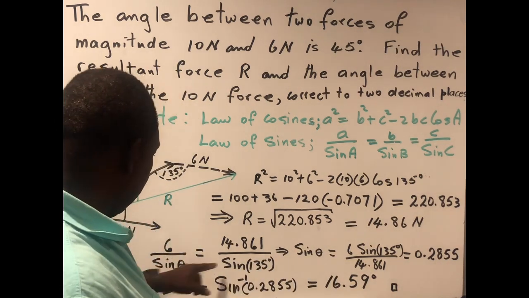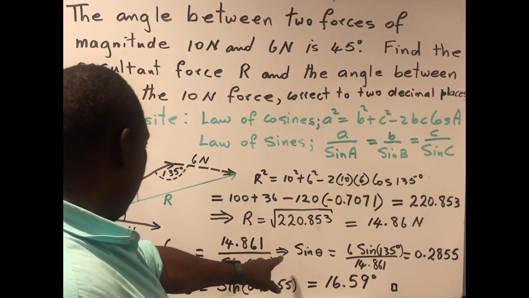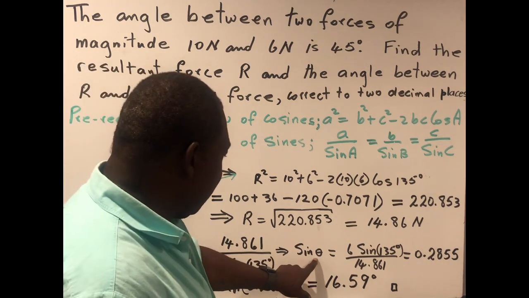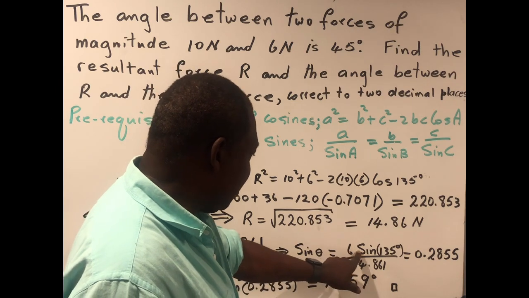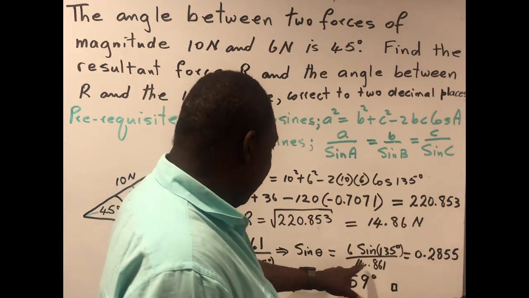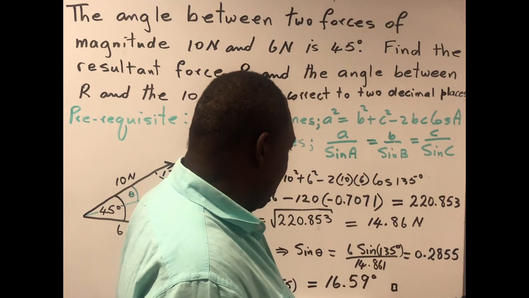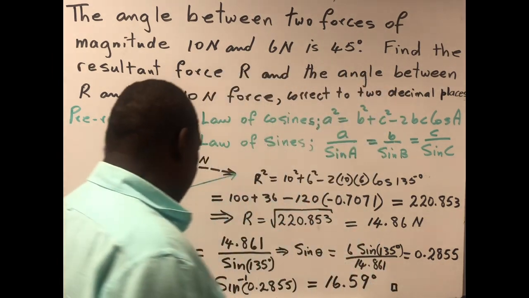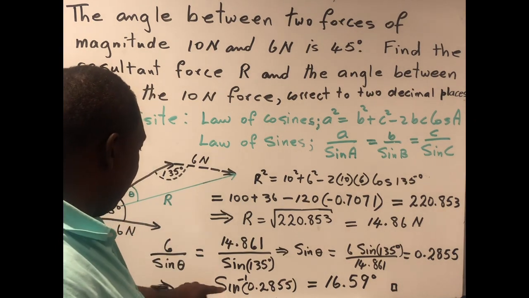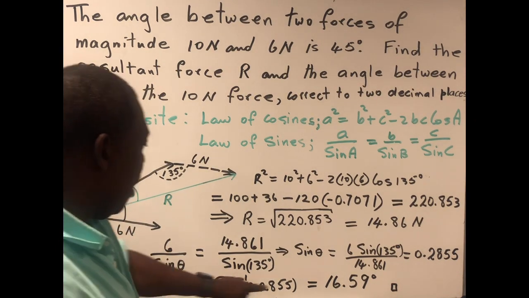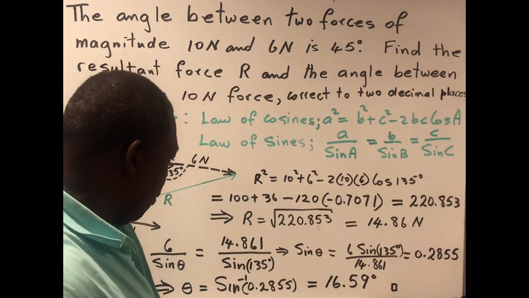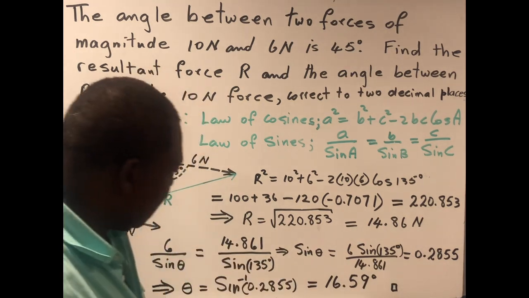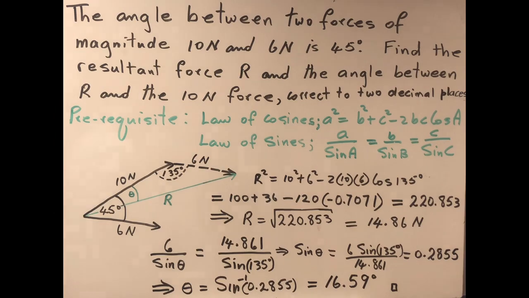So the arithmetic here tells me that sine theta is equal to 6 times the sine of 135 degrees divided by 14.861, which comes out to be 0.2855. And so theta will be equal to the inverse sine of this number, which comes out to be 16.59 degrees. And this square indicates that we are at the end of that problem.